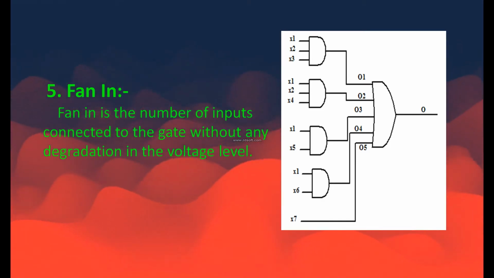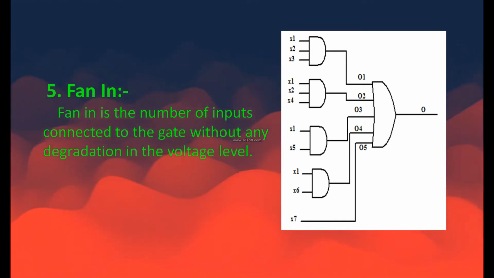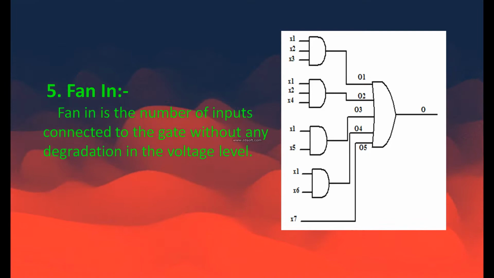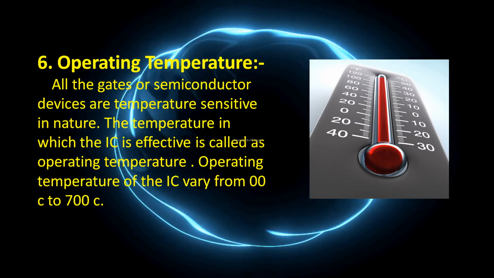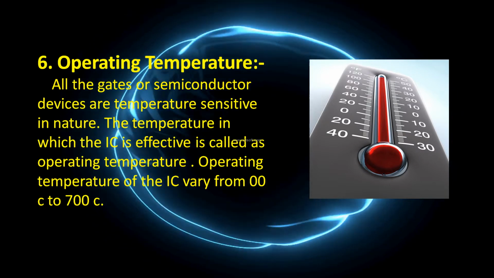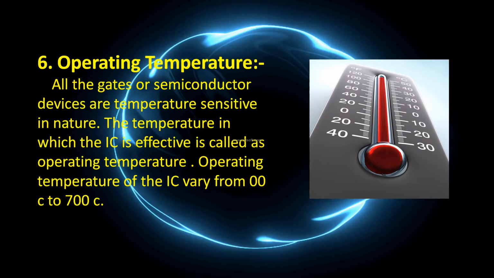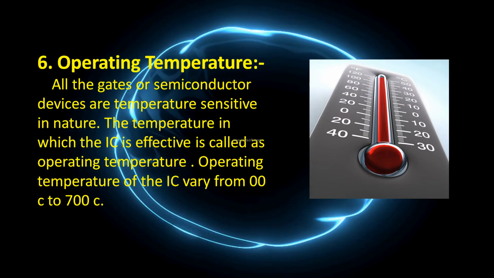Fan in is the number of inputs connected to the gate without any degradation in the voltage level. For the logical diagram. Operating temperature: all the gates or semiconductor devices are temperature sensitive in nature. The temperature in which the IC is effective is called the operating temperature. Operating temperature of an IC varies from 0 degrees Celsius to 70 degrees Celsius.